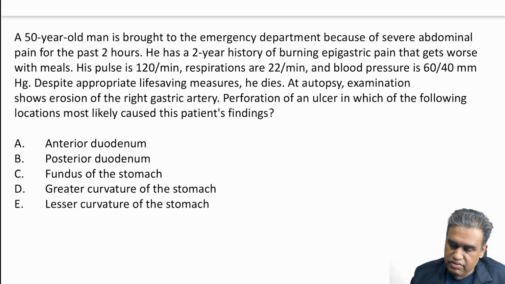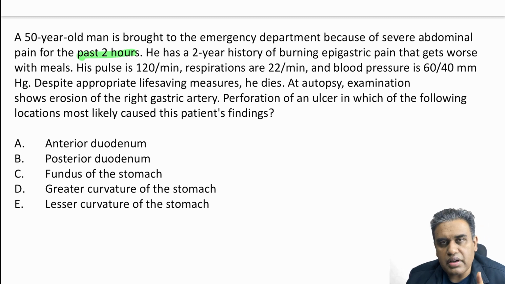Fair enough. Next question. A 50-year-old man is brought to the emergency room because of severe abdominal pain for the past 2 hours. He has a 2-year history of burning epigastric pain that gets worse with meals, possibly pointing towards a gastric ulcer. We'll keep it as our diagnosis. His pulse is 120, respiration is 22, and BP is very low, 60/40. Despite appropriate life-saving measures, he dies.